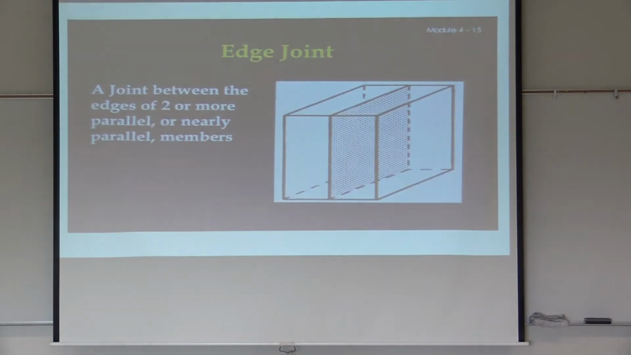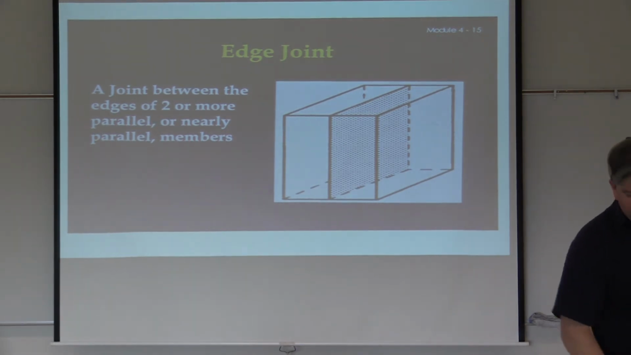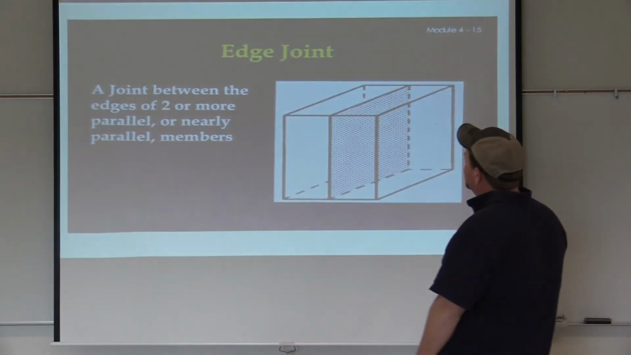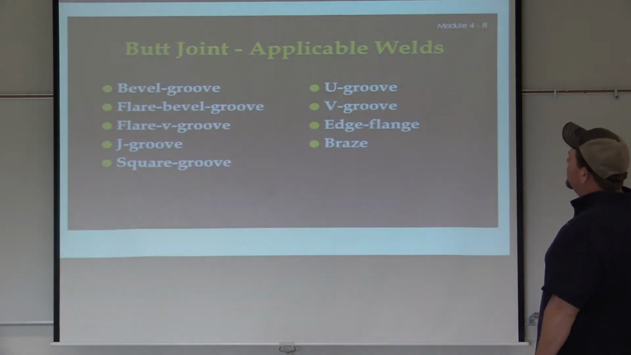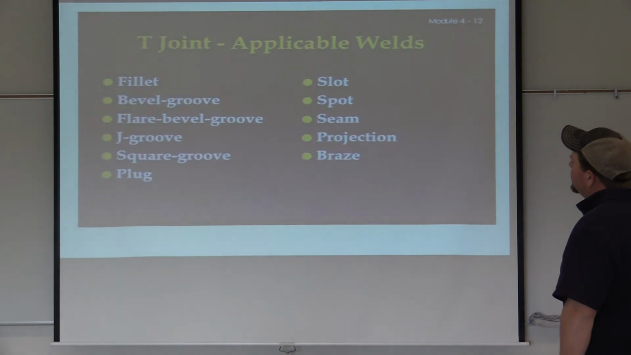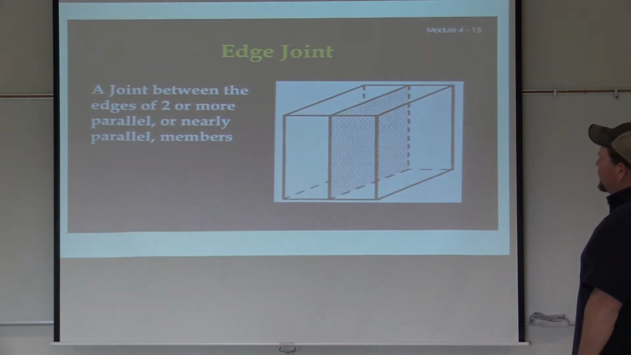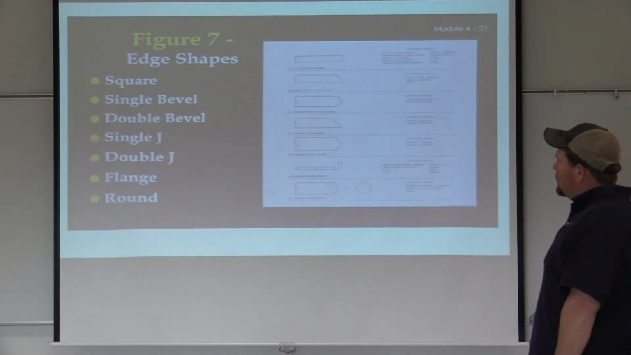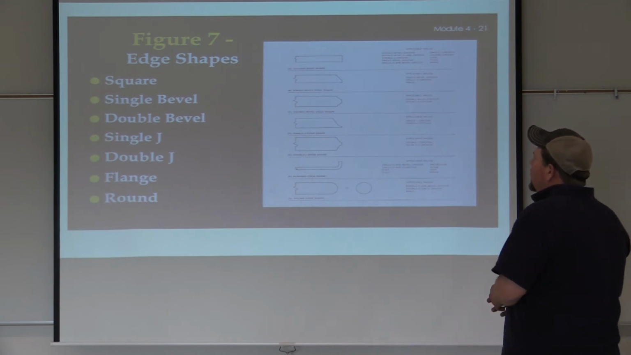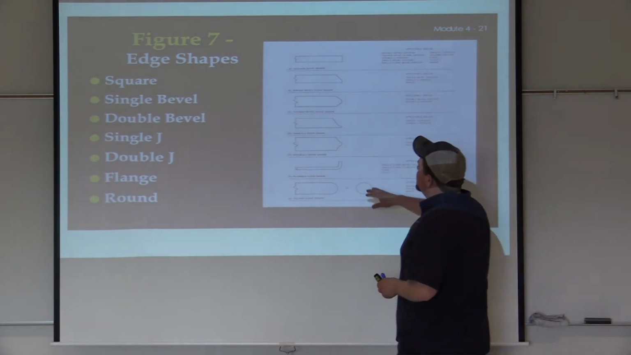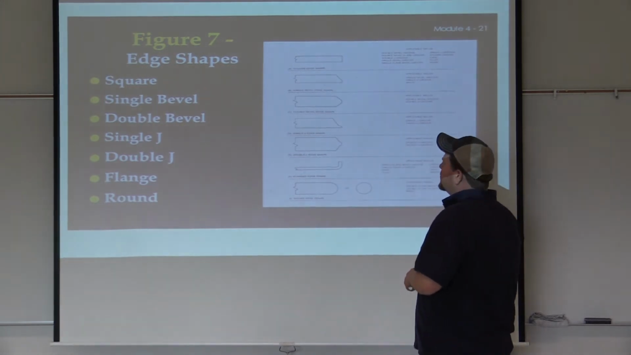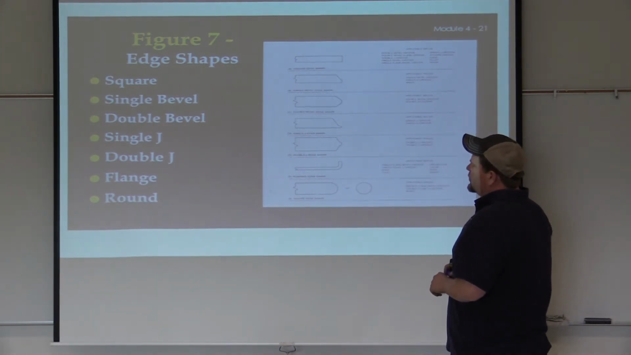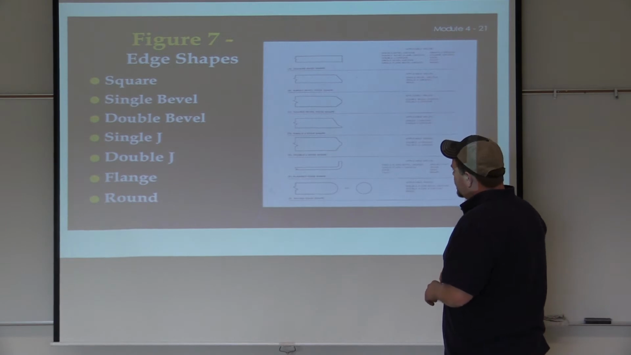All right, moving on. So we did butt, T, edge, I think we're through it, right? Corner joint, T-joint, lap joint, non-edge joint. That was the last one. Okay, in here we talked a little bit about the differences. You can pull this slide up and look. Square bevel, single bevel, double bevel, single J, double J, flange, and round.